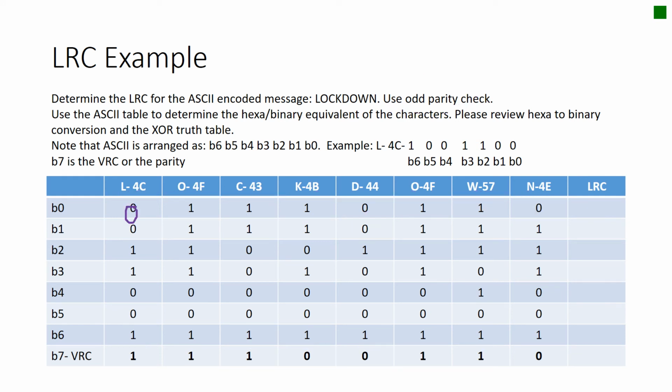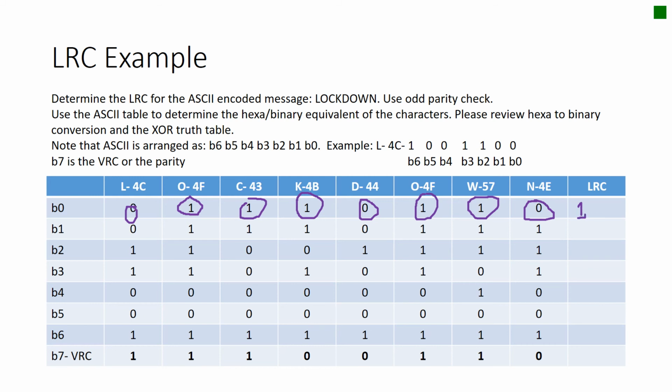0 XOR with 1 is 1. 1 XOR with 1 is 0. 0 XOR with 1 is 1. 1 XOR with 0 is 1. 1 XOR with 1 is 0. 0 XOR with 1 is 1. And then 1 XOR with 0 is 0. As you can see, the result of the XOR, I mean 1 XOR with 0 is 1. As you can see, the result of the XOR is 1.